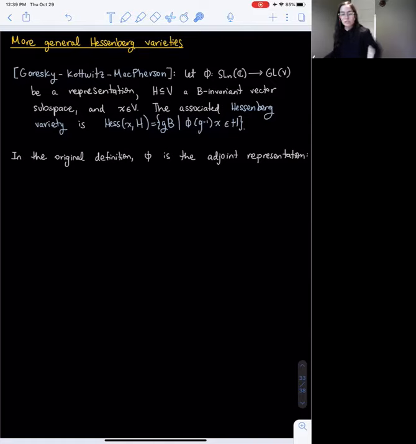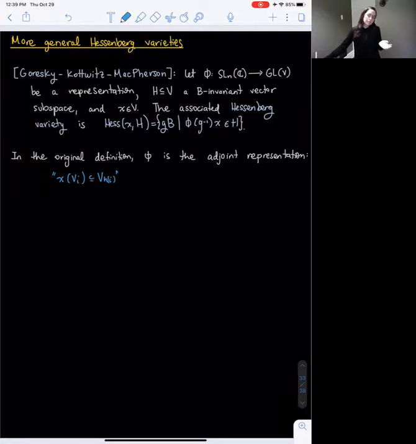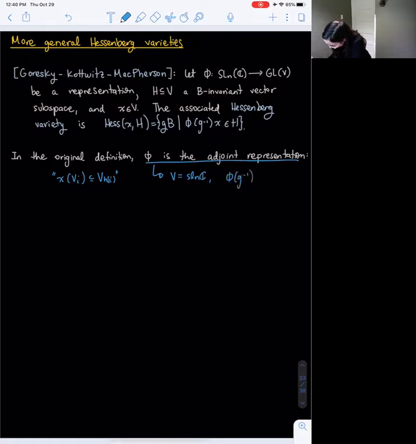Bringing it back to our original definition, this looks very different from what I told you before, which was something like X V_i containing V of H_i. That was the main condition. But it does agree with this definition if you take Phi to be the adjoint representation, which means that you take your vector space to be the Lie algebra, and the adjoint representation acts as follows.